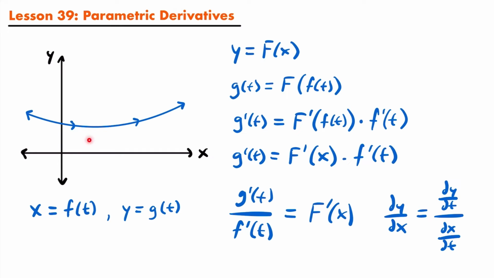The derivative of the plane curve, or the parametric derivative, is equal to g prime of t divided by f prime of t, which is the derivative of y with respect to t divided by the derivative of x with respect to t, and that is dy dx. And so provided that the derivative of x with respect to t is not equal to 0, because you can't divide by 0, that would make this an undefined value, these two equations are the form of a parametric derivative. And this form right here is the one that I'm going to use for this video.